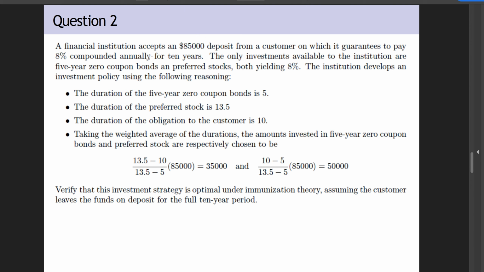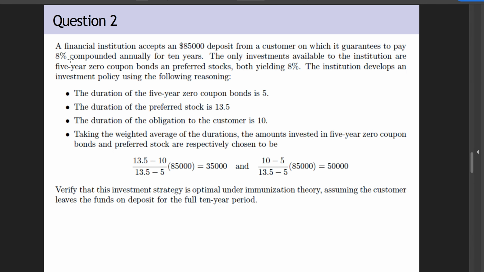Now, in this question, there's this financial institution that accepts $85,000 from a customer, and this institution promises that it will provide 8% interest to the customer. And then it turns out that the customer is going to leave that amount of money inside this fund for 10 years. So what that means is that by the end of 10 years, that customer is going to retrieve this $85,000 plus 10 years of 8% interest.